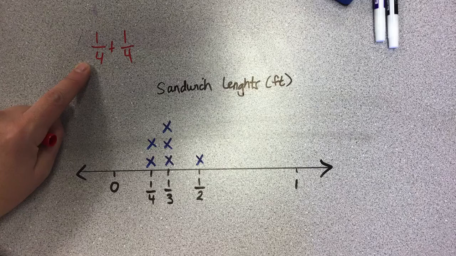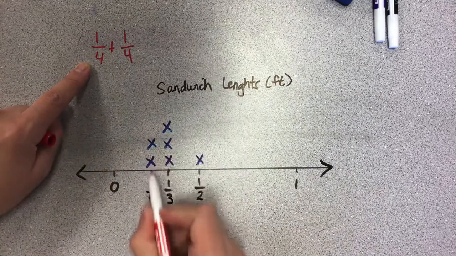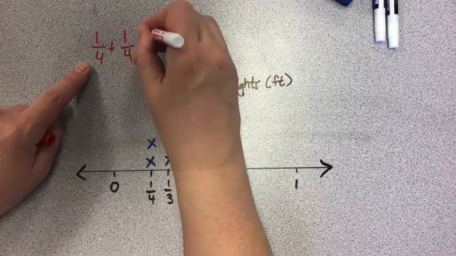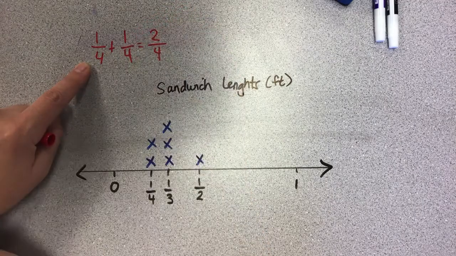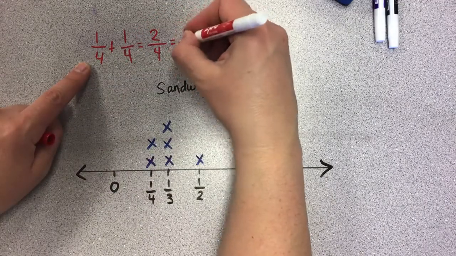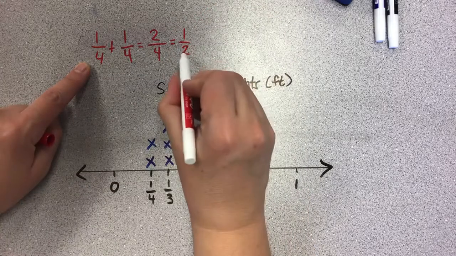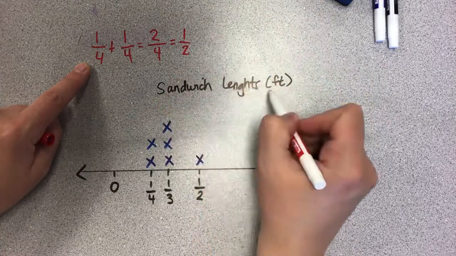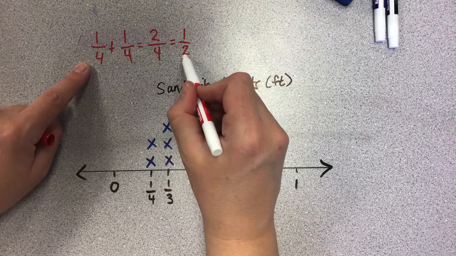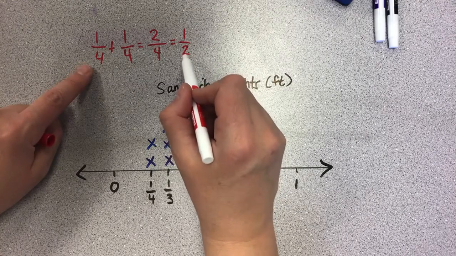And when I get 1/4 plus 1/4, because there's 2 of them, I get 2/4. And 2/4 is the same as 1/2. That's half of a sandwich, half of a foot, I should say, half of a foot, right? Okay, so that's half of a foot.